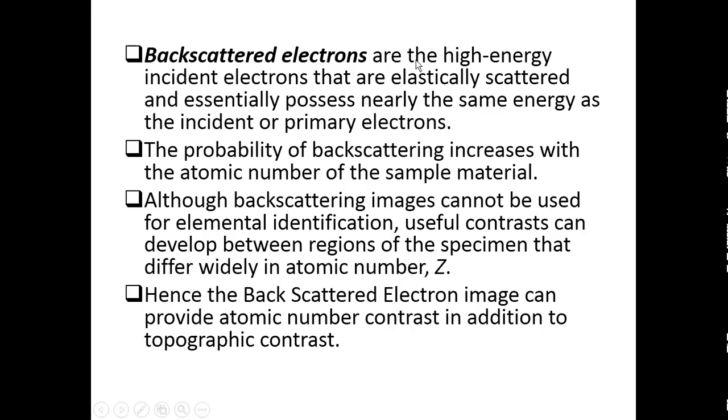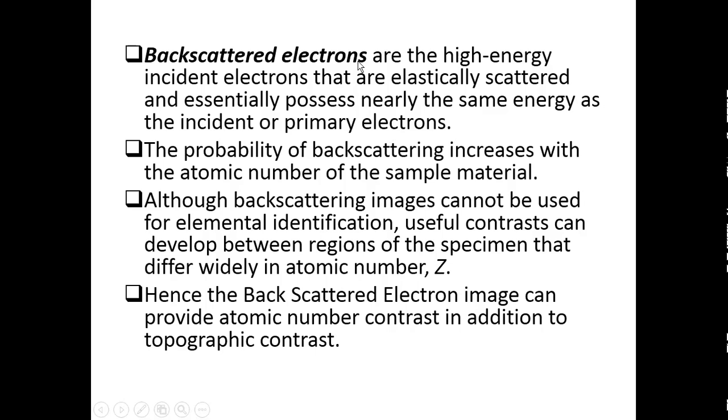What are backscattered electrons? Backscattered electrons are the high energy incident electrons that are elastically scattered and essentially possess nearly the same energy as the incident or primary electrons. So incident electrons are those hitting over the surface of the sample. What is the incident electron? Incident electrons are the primary electrons which actually come out from the electron gun and are accelerated by the accelerator and condenser lenses that we have seen. So if such high energy electrons are elastically scattered, they essentially possess nearly the same energy as the incident or primary electrons.